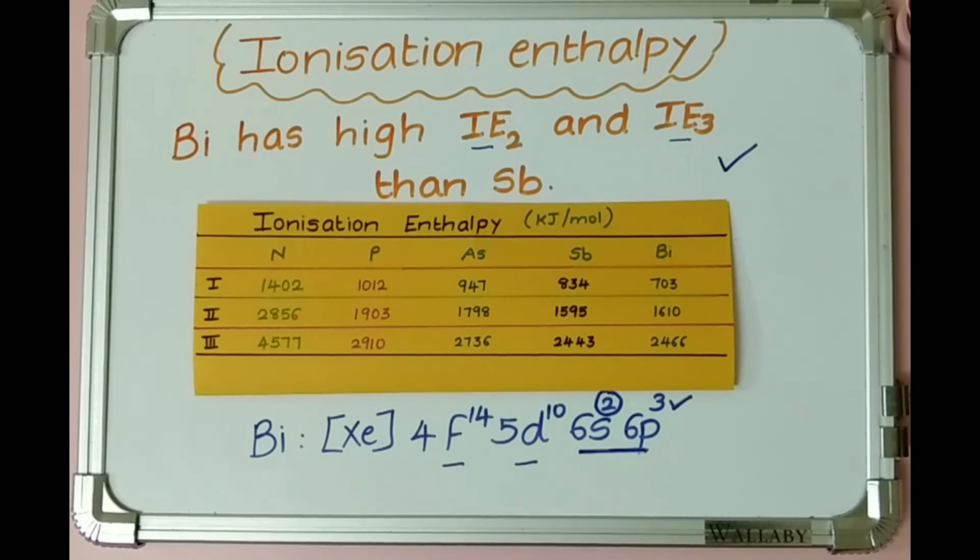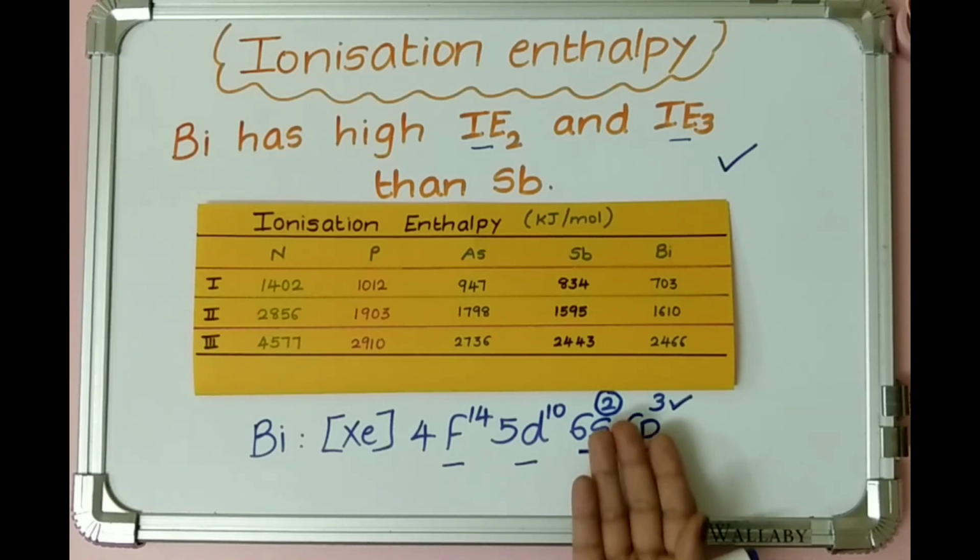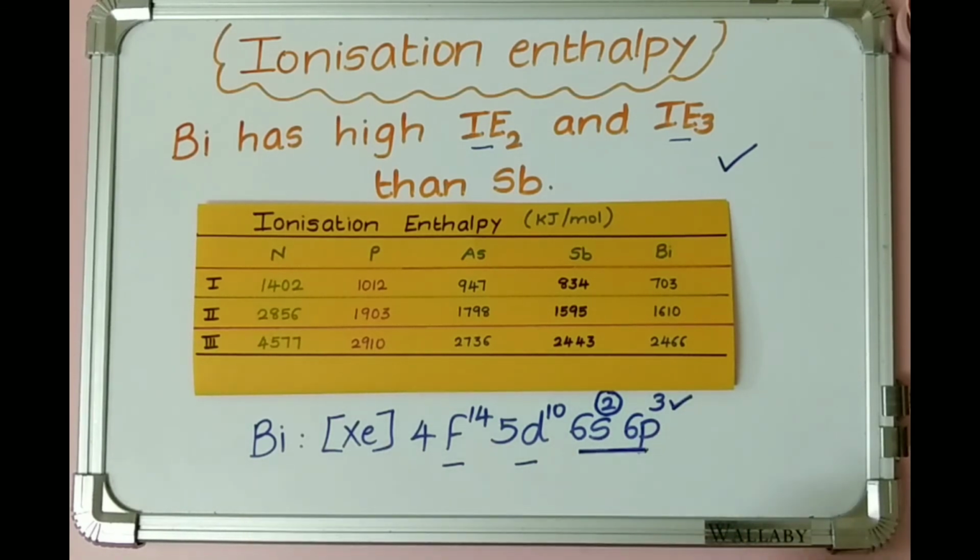If you see the electronic configuration of antimony, f orbital is not present, only d is there. Correct. If both orbitals are present, they will provide more poor shielding effect. But in antimony, only d orbital is present. Right. So in comparison, bismuth has f orbital and d orbital, which provide a very poor shielding effect, because of which the valence electrons, that is 2 and 3, are attracted towards the nucleus and more energy is required to remove those electrons.